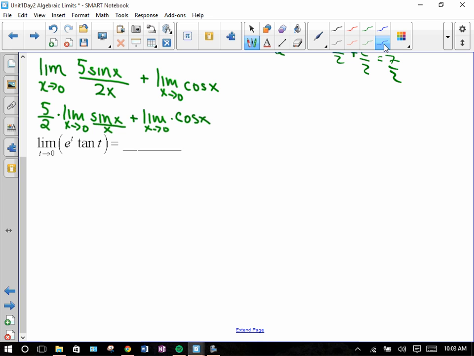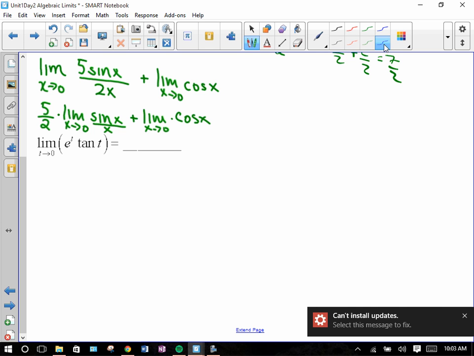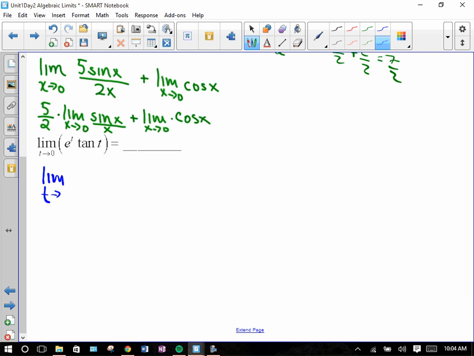Okay, so the only property that I would say you could use here is, yeah, this might look complicated, but what we can do is say the limit as t approaches 0 of e to the t times the limit as t approaches 0 of tangent of t. Okay, so e to the t power is equal to 1 times, as Levent looked on his calculator since he doesn't have the unit circle memorized, tangent of 0 is equal to 0. 1 times 0 is 0.